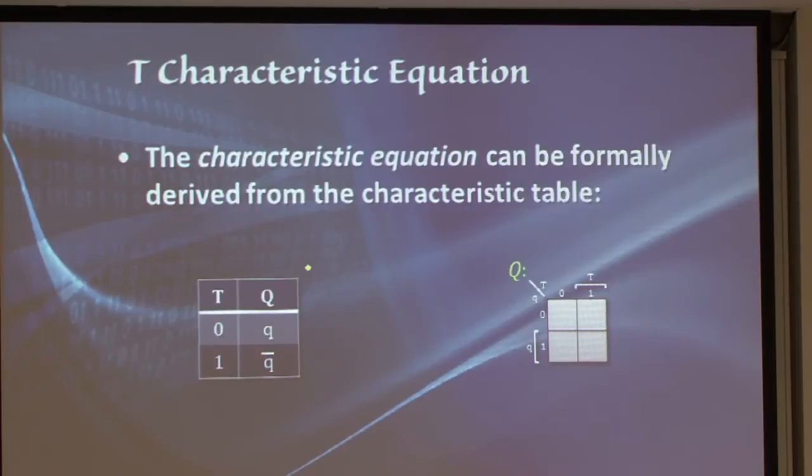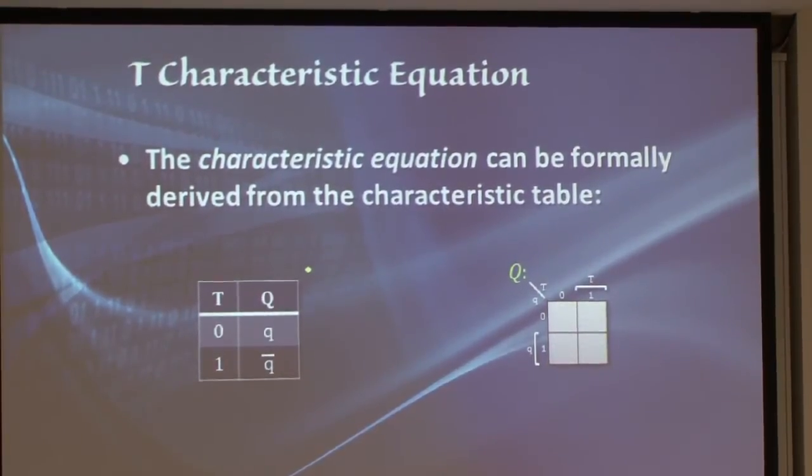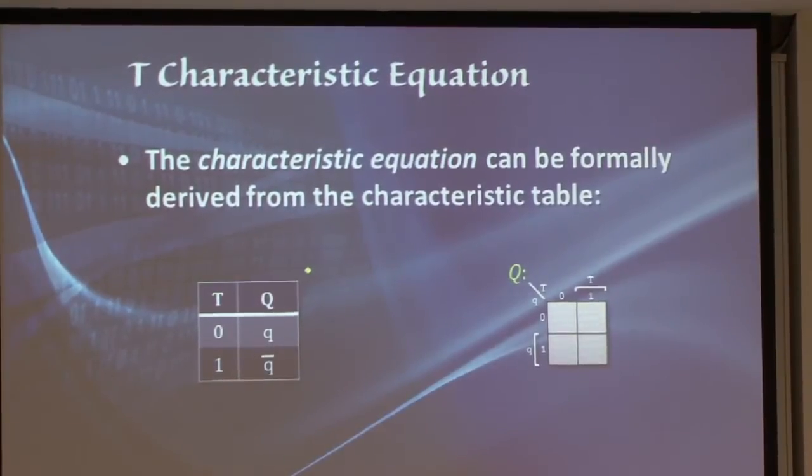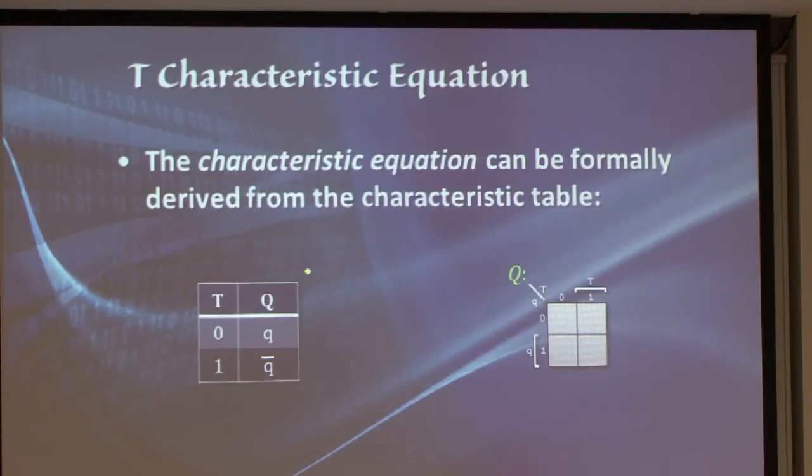Yeah, question? When you turn on the circuit, how do you know what's going to be the output first? You don't. But that's true for any flip-flop. I mean, you don't know what state you're starting with. And this is why, in reality, most flip-flops have reset, set, preset, or clear signals, because you do want to put your machine into some known state at the beginning.